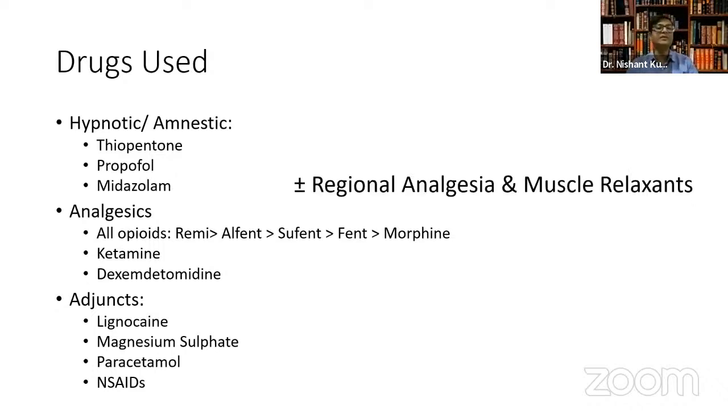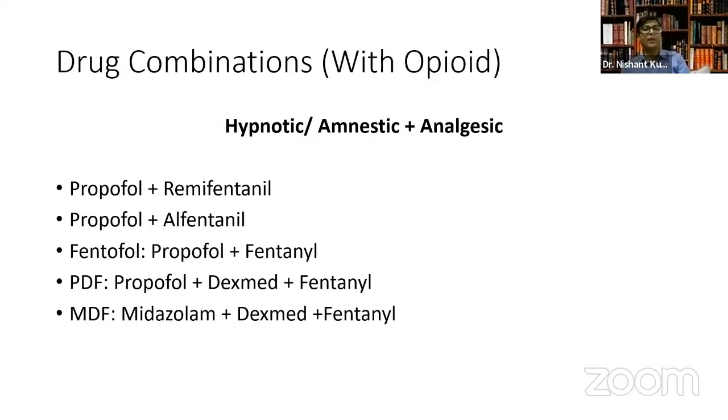And all of these can be combined with or without regional anesthesia and muscle relaxants. So remember, regional analgesia and muscle relaxants are not a contradiction; you do not say that if I'm using these, I'm not using TIVA. But yes, volatile anesthetics and nitrous oxide are not allowed. The moment you switch on those, it no longer remains TIVA. So we have different combinations.